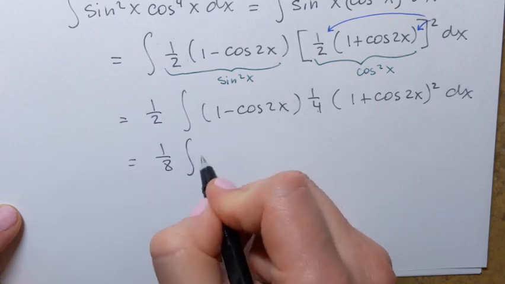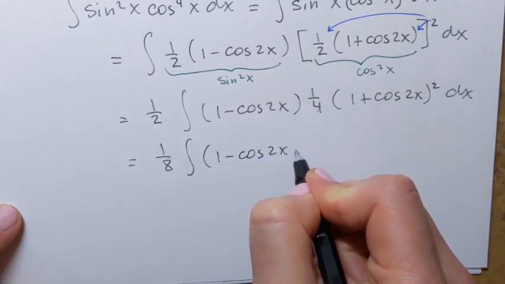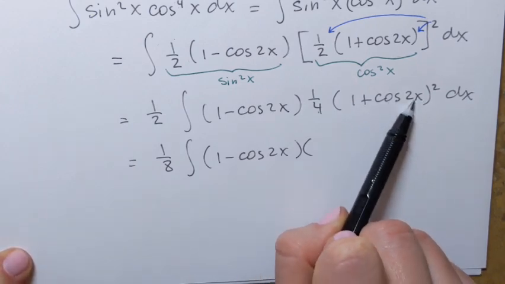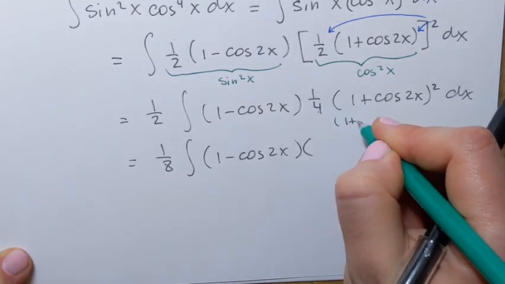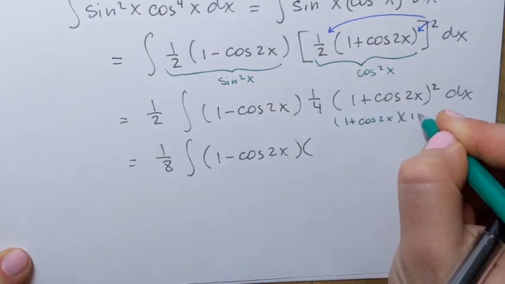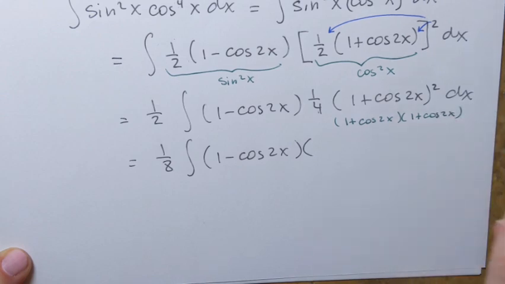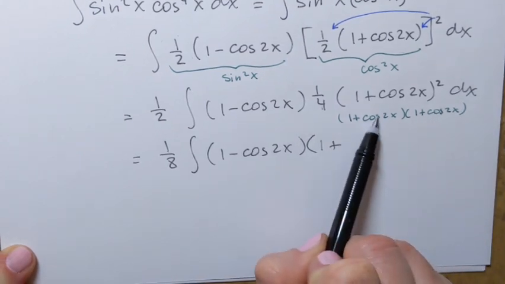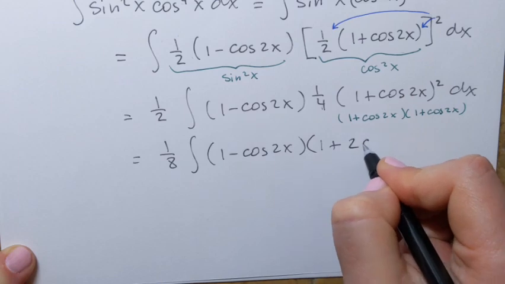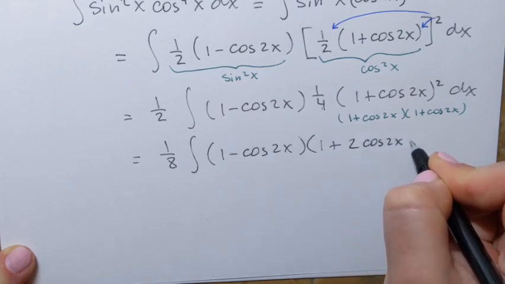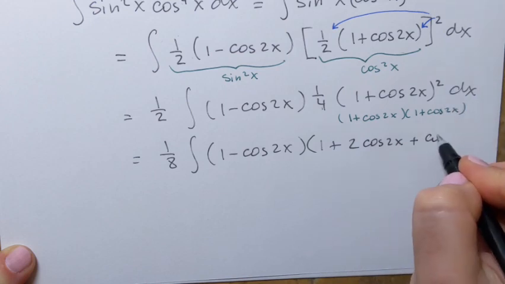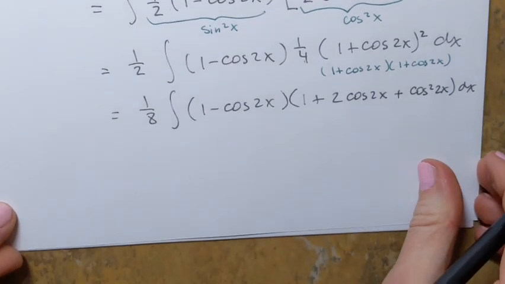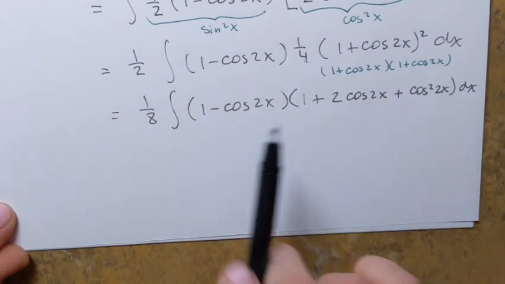1/8 integral 1 minus cosine of 2x times, well, that has to be squared, so I have to write it as 1 plus cosine of 2x times 1 plus cosine of 2x. And if I multiply that out, it's going to be 1 plus cosine of 2x, and then plus another cosine of 2x, so plus 2 cosine of 2x. And then finally, plus cosine squared of 2x dx. And now those two expressions have to be multiplied as well.